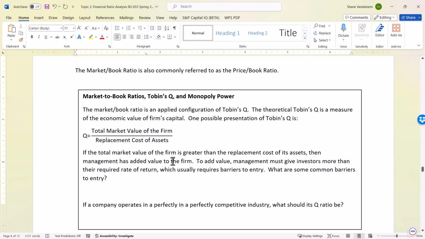Okay. So what I have down here, if the market value of the firm is greater than the replacement cost of its assets, then management has added value to the firm. To add value, management must give investors more than their required rate of return, which usually requires barriers to entry.